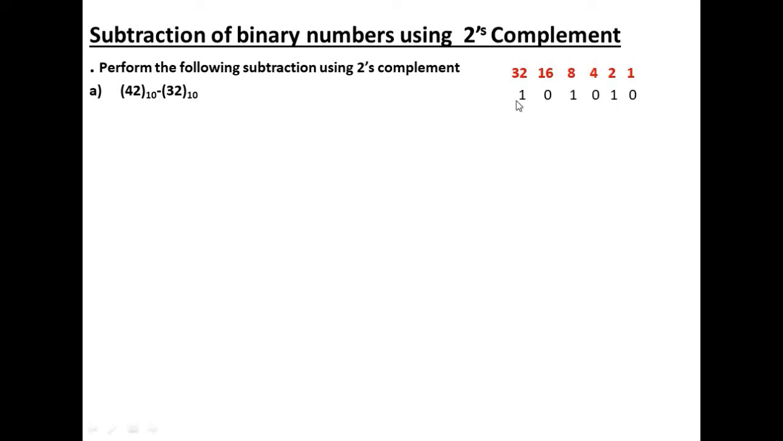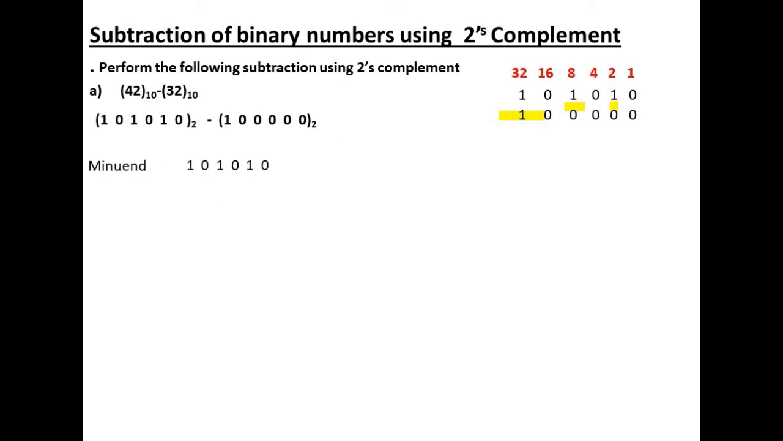32 plus 8 is 40, and plus 2 is 42. For 32, this will be 100000, which gives us the 32 equivalent. So we have got the minuend and subtrahend. The minuend is written here, the subtrahend is written here, and now we can subtract these two binary numbers.